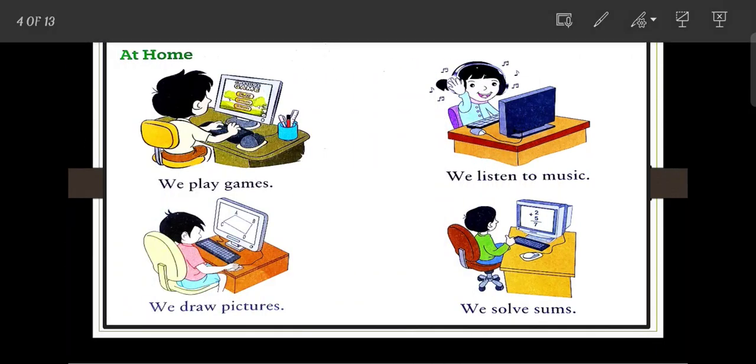Next is at home. So first use is we can easily play games by using a computer. Next, we can easily listen to music by using a computer. We can draw pictures by using a computer, and the most important part is we solve sums by using a computer. We all know that computer is an electronic machine and a computer can perform mathematical calculation very fast. So we play games, listen to music, draw pictures, and solve sums by using the computer at home.